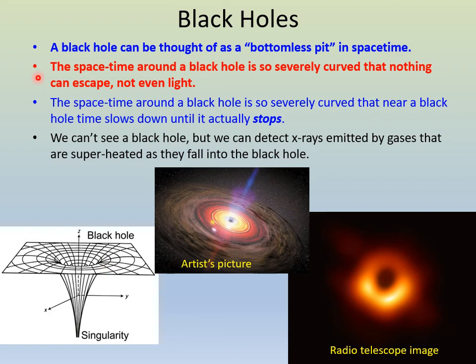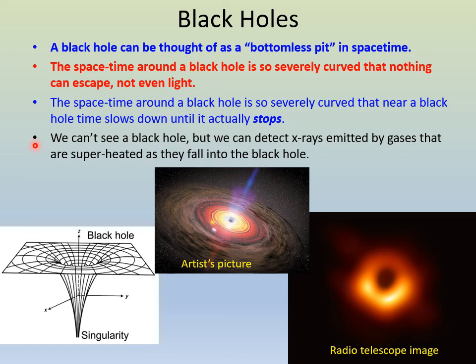So the space-time around it is so severely curved that nothing can escape, not even light. That's why it's called a black hole. In fact, remember that space and time are woven together. Time is just one of the dimensions. And the curvature is so great that time actually comes to a stop around the surface of a black hole, which is a very difficult concept to try to comprehend.